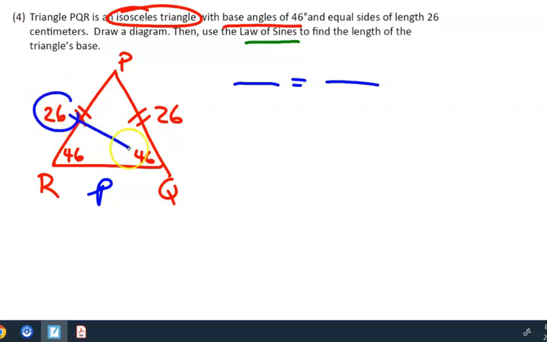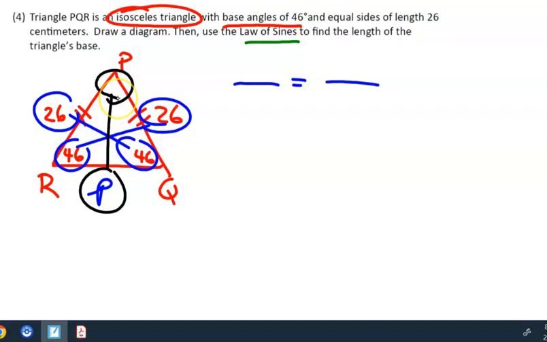So like I did last time, I went ahead and circled the side and the angle that are opposite each other. And we're definitely looking for the side P here, so that means we need this angle to be able to solve for the missing side. Luckily, we have two angles of the triangle, which are both 46s, so that's 92. So what's left is 88.